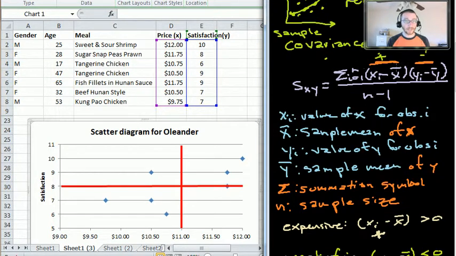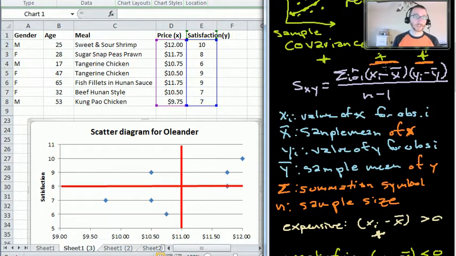Right? On the other hand, if they're more satisfying, and in this case it seems like they are, then this should be positive, and when we multiply them together, we should get a positive number. Similarly, if cheap meals are less satisfying, then xi minus x bar should be negative, and yi minus y bar should be negative, and a negative times a negative is a positive. And so if we have a positive relationship, meaning that higher price leads to higher satisfaction, the higher price meal should yield a positive result here, and the lower price meal should also yield a positive, and then we add up positive numbers, we should get a big positive number on top, right? That's what we would expect.